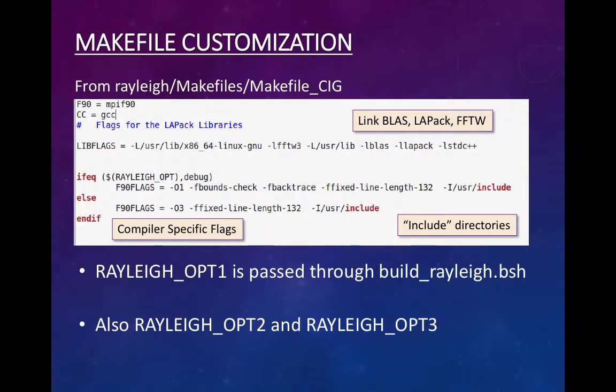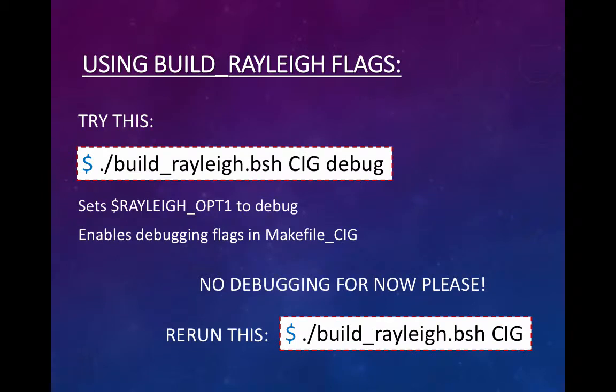The other thing is, you can call this with an additional option, which is then passed to the makefile. If you look at the makefile CIG, you see there's a little if-else construct here. If you pass a debug option, it will compile with debugging flags. So we can try that. After CIG, when you build it, you can build with debug. This is useful if you're making some modifications to the code. This turns on the normal debugging flags, checks the bounds of the arrays, that kind of stuff. It has traceback so you can see where things crashed.